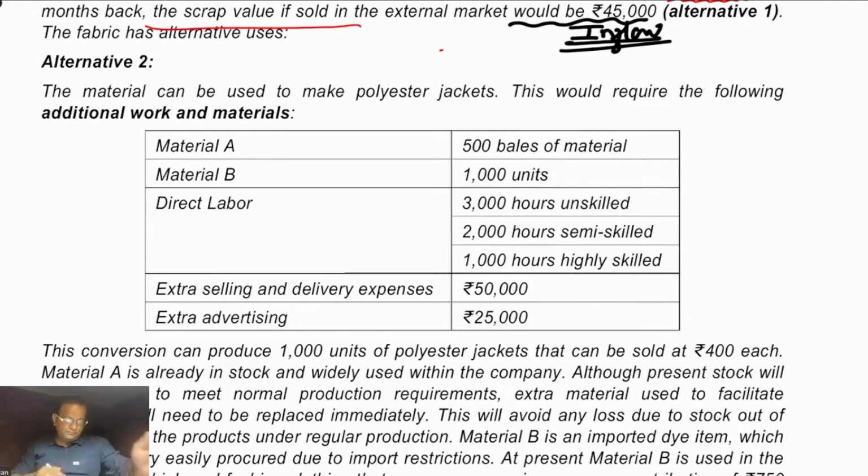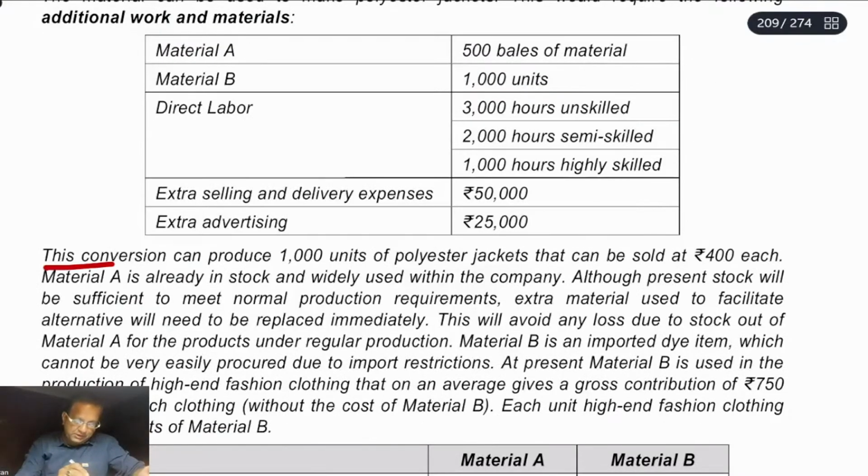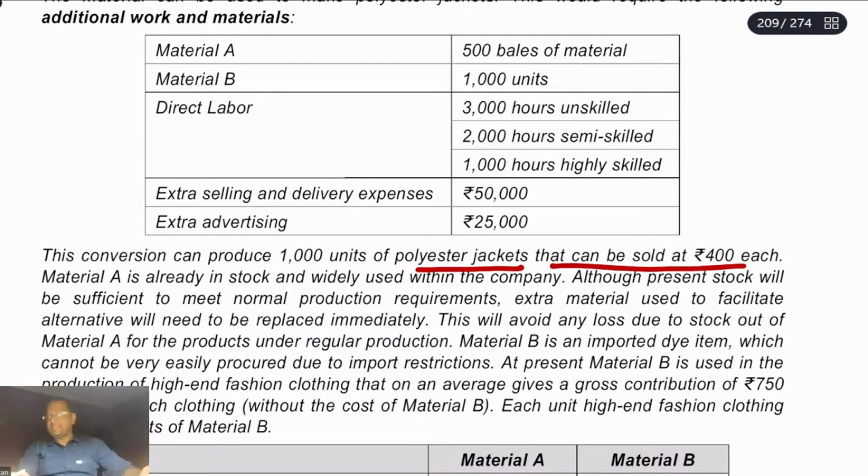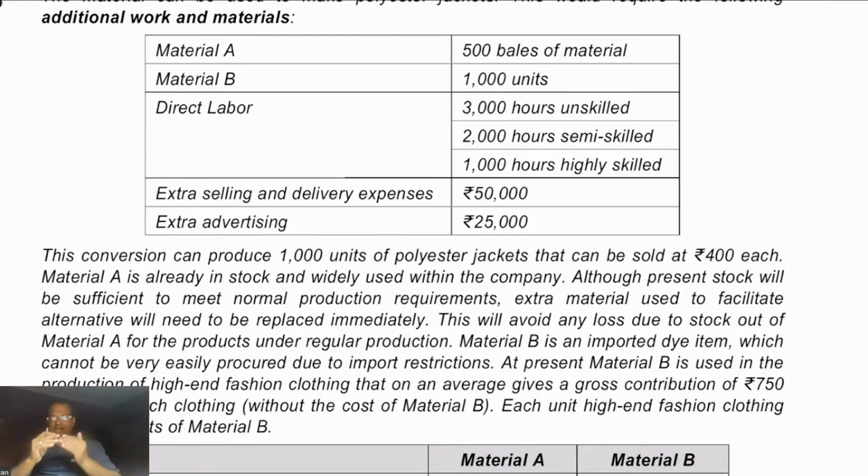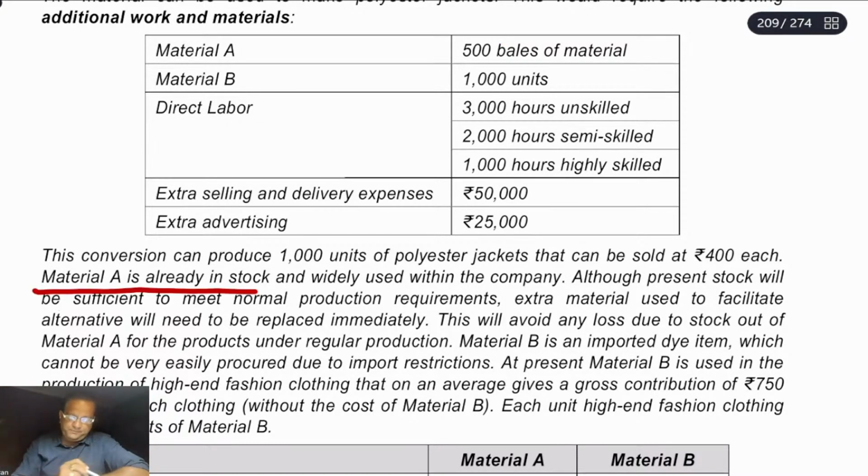Okay. This conversion can produce 1000 units of polyester jacket that can be sold at rupee 400 each. If we opt for this option, then we are having an inflow of rupee 400 on 1000 units of polyester jacket. Now regarding material A, it is already in stock and widely used within the firm.